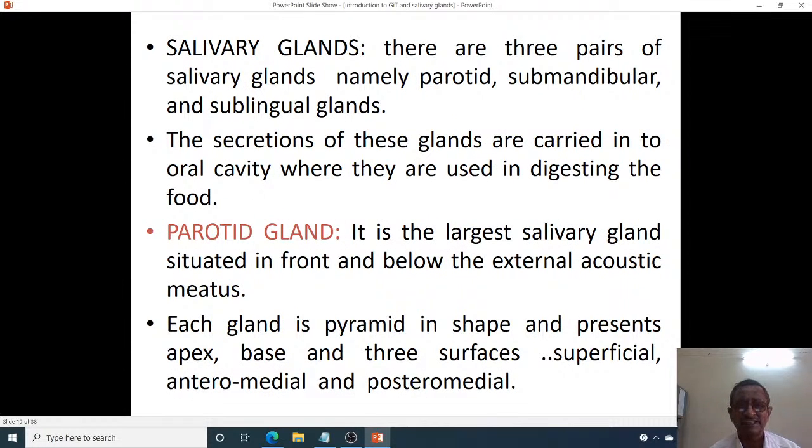Then salivary glands. There are three pairs of salivary glands, namely the parotid, submandibular, and sublingual. The secretions of these glands are carried into the oral cavity, where they are used in digesting the food. Parotid gland is the largest salivary gland, situated in front and below the external acoustic meatus. Each gland is pyramidal in shape and presents an apex, base, and three surfaces: superficial, anterior medial, and posterior medial.